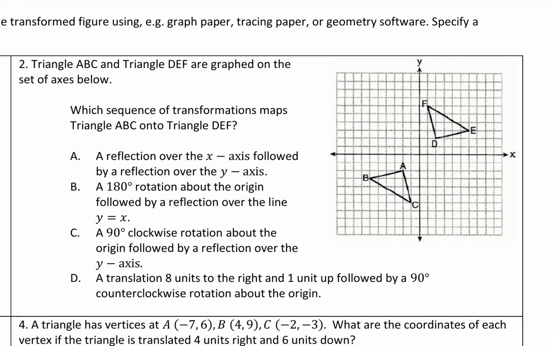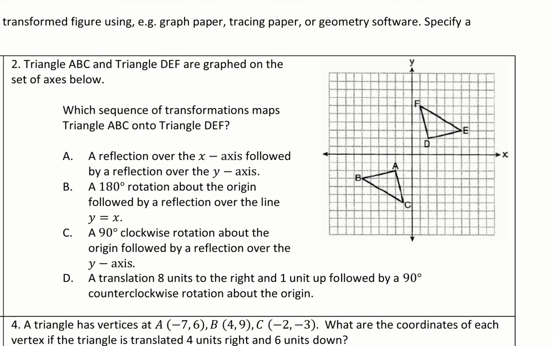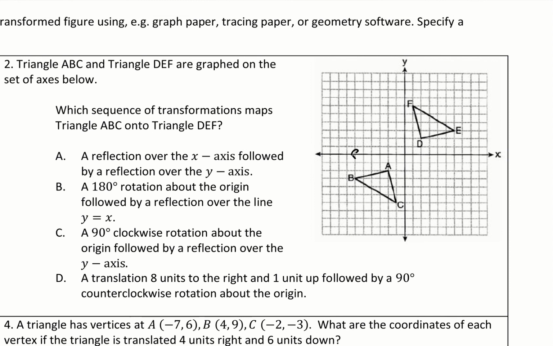Number 2: triangles ABC and DEF are graphed on the same set of axes. Which sequence of transformations maps ABC to DEF? Okay, so this is the pre-image, and that's the image. If I take a reflection about the x-axis, so let's do that. If I reflected about x, this line here, then this is 1, 2 away, so that'll be over here. And this will be 1, 2, 3 away. This is 1, 2, 3, 4, 5, 6 spaces away, so it'll look like that.